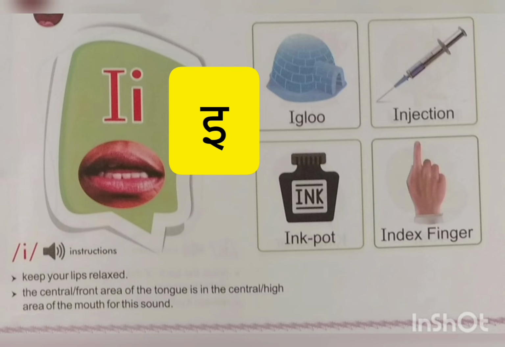Phonic sound of I is E. You have to say it quickly. I for igloo, I for injection, I for ink pot, I for index finger.